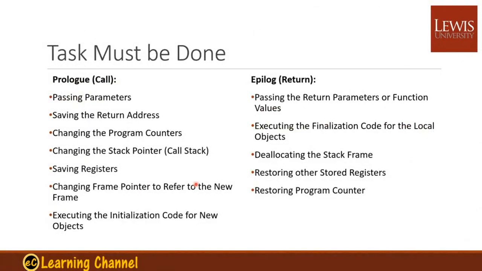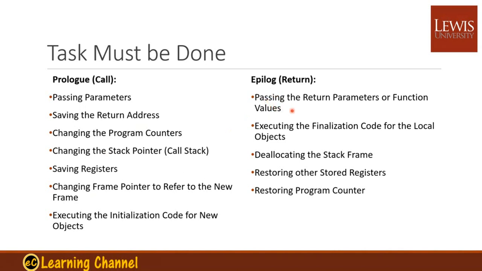Tasks that must be done in the prologue include passing parameters, saving the return address, changing the program counter, changing the state counter and the call frame, saving the registers, changing the frame pointer to refer to the new frame, and executing an initialization call for new objects. These things must be done before we can enter into a function. That's why for recursive functions, usually the time penalty is huge, because this kind of call and exit portion takes up too much time.